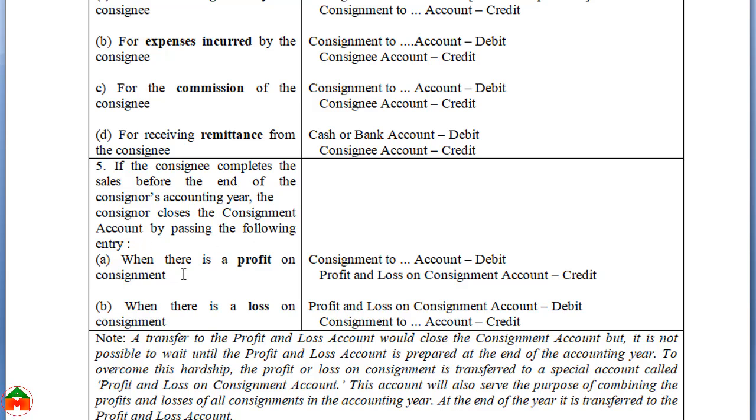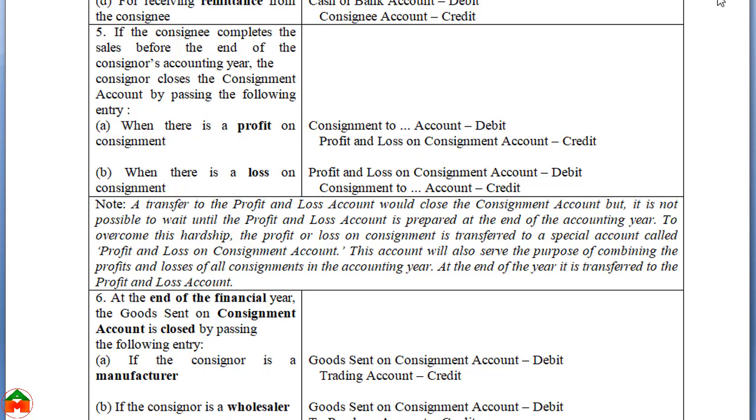The first entry is when there is a profit, then consignment to consignee account debit, profit and loss on consignment account credit. Or if there is a loss, there will be an opposite journal. We can see profit and loss on consignment account debit, consignment to consignee account credit. We can see there is a note which is indicating that this journal is prepared whenever the sales are completed before the end of the accounting period.